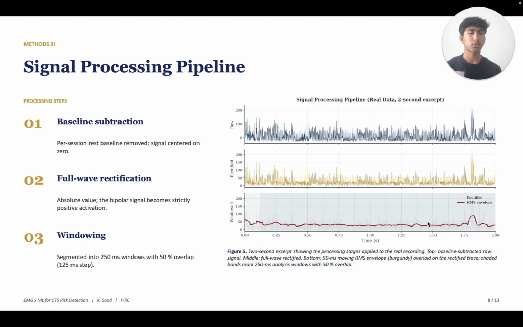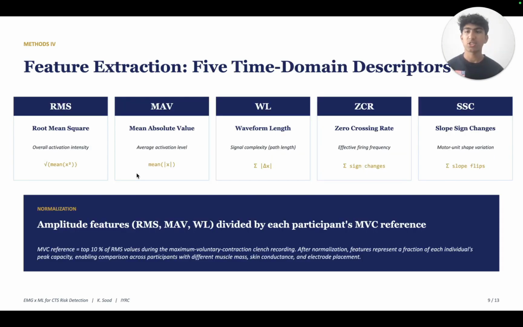Finally, the third step was windowing, where the 60-second signal was segmented into 250 millisecond windows with 50% overlap, which means a new window started 125 milliseconds after the previous one. This allowed for stable features to be computed, while also keeping track of the fast dynamics of typing. Next, I extracted 5 features from each window: root mean squared, mean absolute value, waveform length, zero crossing rate, and slope sign changes.